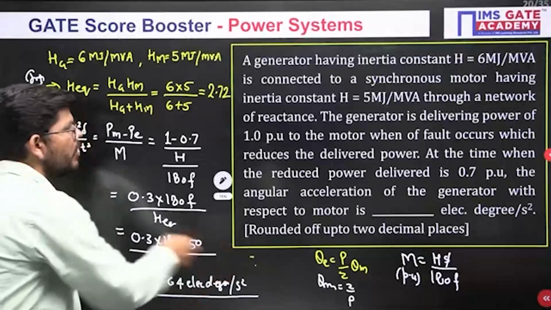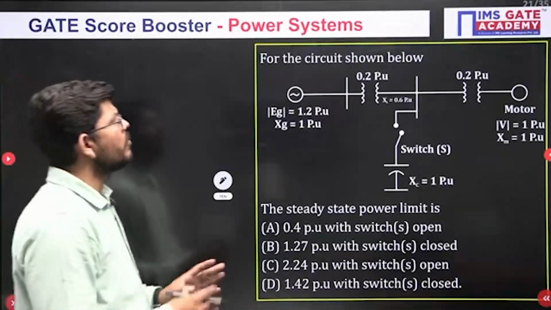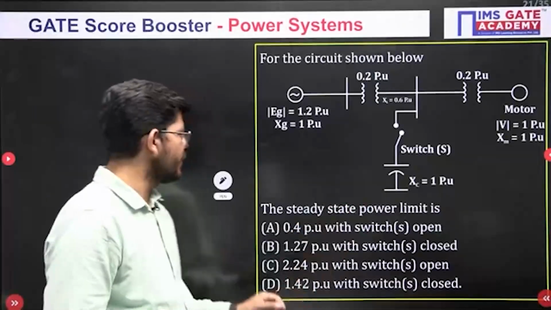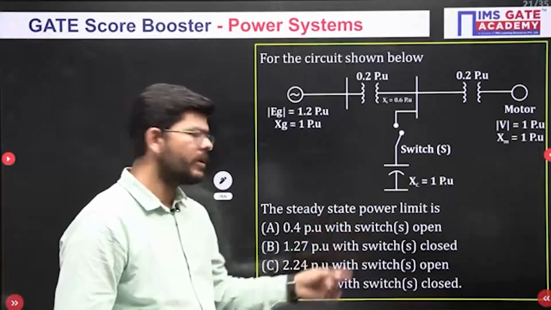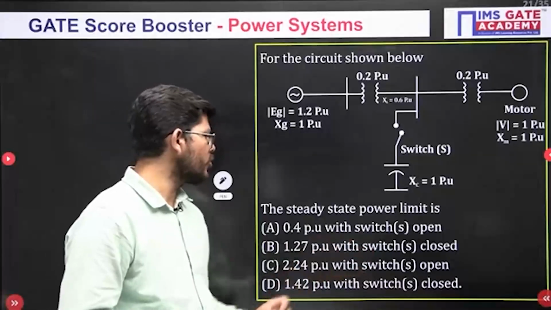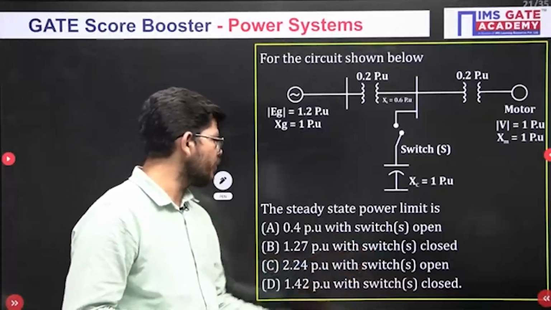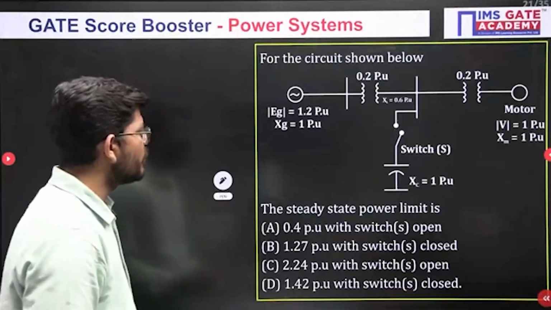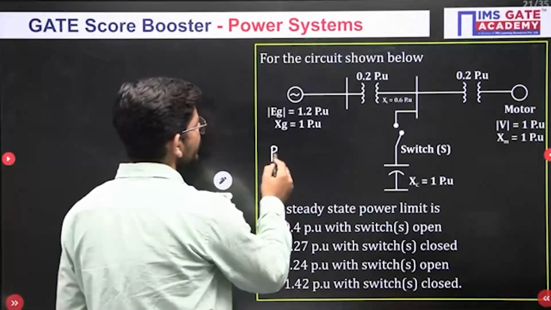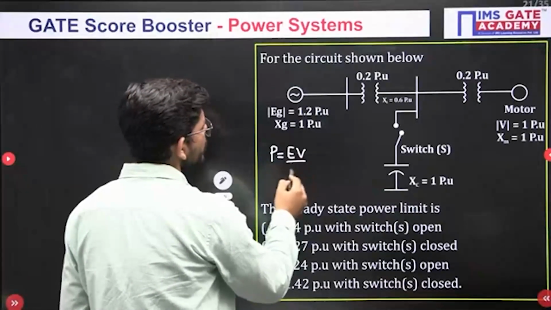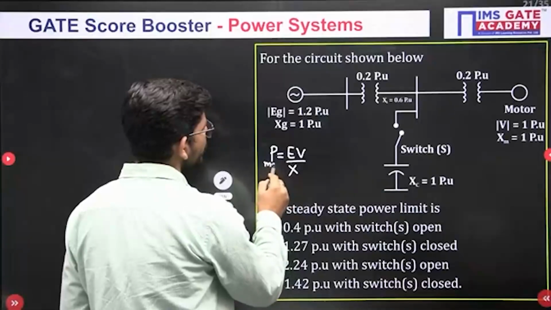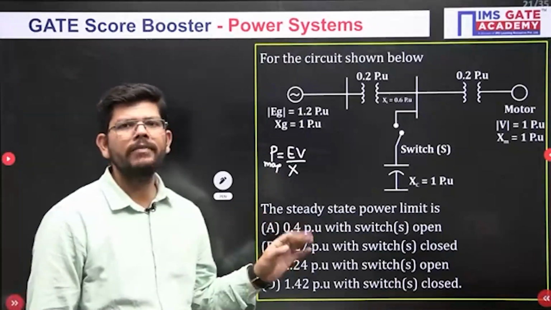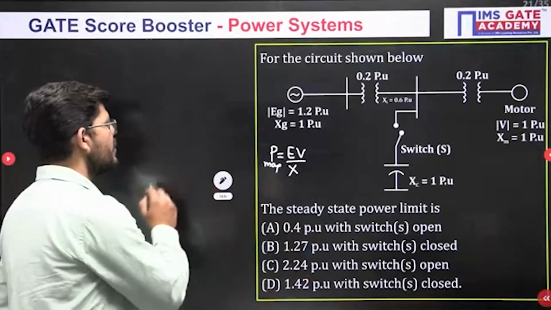Okay. Now, next question. For the circuit shown below, we have a circuit. The steady state power limit is 0.54 per unit with switch S open, 1.27 per unit with switch S closed, 2.24 per unit with switch S open, 1.42 per unit with switch S closed. So this is an MSQ kind of question and you have to calculate the steady state power limit. A steady state power limit means you have to calculate P max, which is EV upon X, in both situations, when the switch is open and when the switch is closed. Okay. And your time starts now.